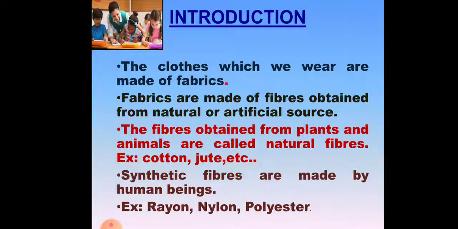The clothes which we wear are made of fabrics. Fabrics are made of fibers obtained from natural or artificial sources. The fibers obtained from plants and animals are called natural fibers. Example, cotton, jute, etc. Synthetic fibers are made by human beings. Example, rayon, nylon, polyester.